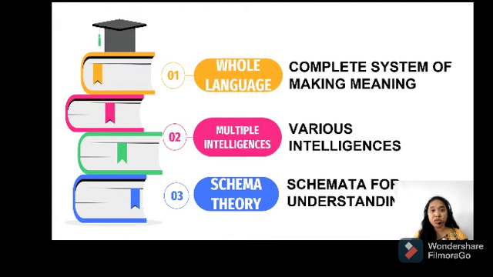The second approach is called multiple intelligences. It is the theory by Howard Gardner which posits that humans are endowed with different or various intelligences. Thus, teaching methodologies and teaching techniques should cater to various intelligences. The third approach is called schema theory. People use schemata to organize new knowledge and provide a framework for future understanding.